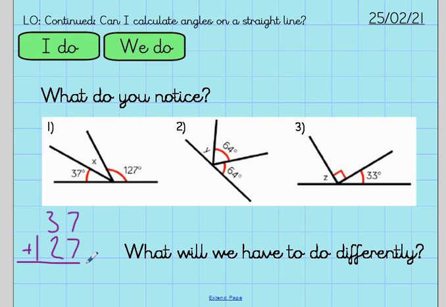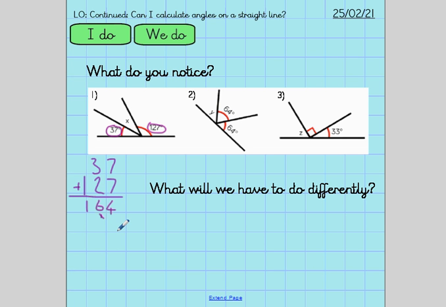So 7 and 7 is 14, 3 and 2 is 5, add the 1 is 6, okay, and 1. So I now know that we know 164 degrees already. So to work out what we need to do now, we're going to have to then do 180 subtract 164.